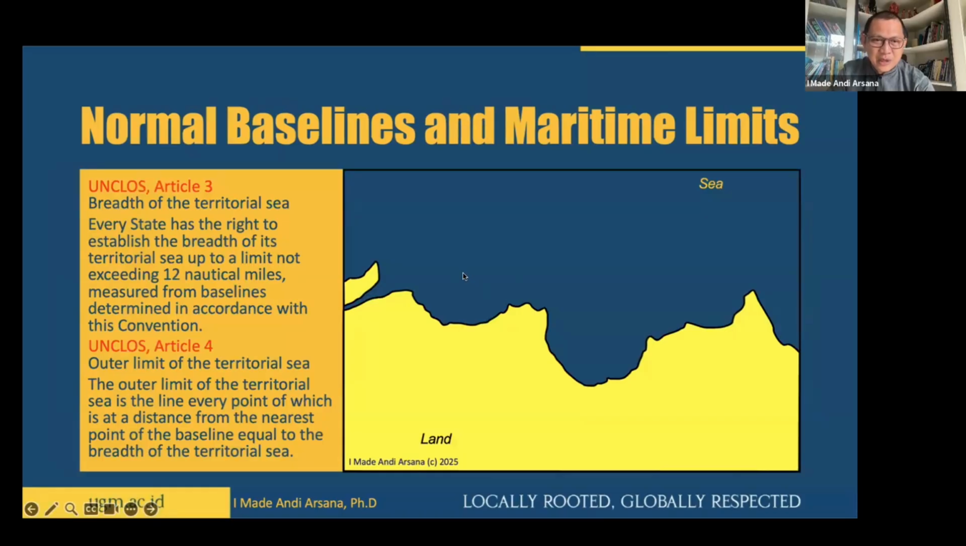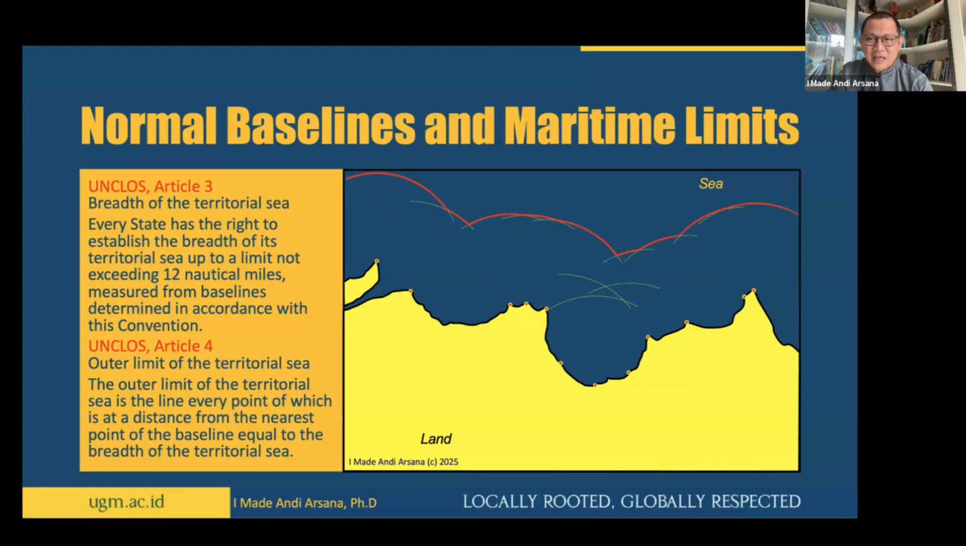Here's how we are going to measure the maritime zones from a normal baseline. So imagine, in Pasal 3 of UNCLOS, it says this: the breadth of the territorial sea is 12 nautical miles. Okay, so if this is the baseline, if this is the coastline, it will look like that. So this is what we call the envelope of arcs.